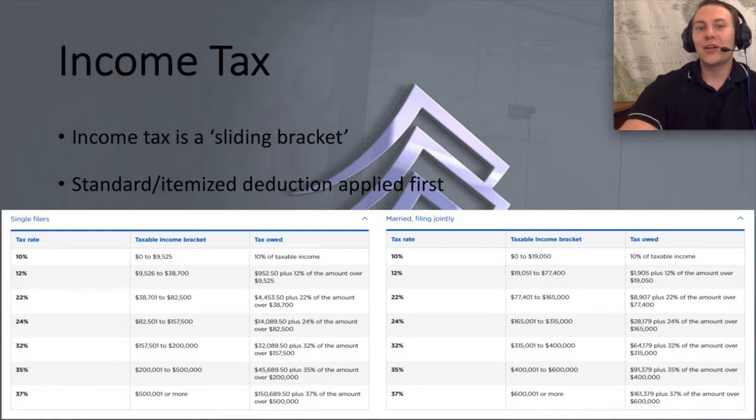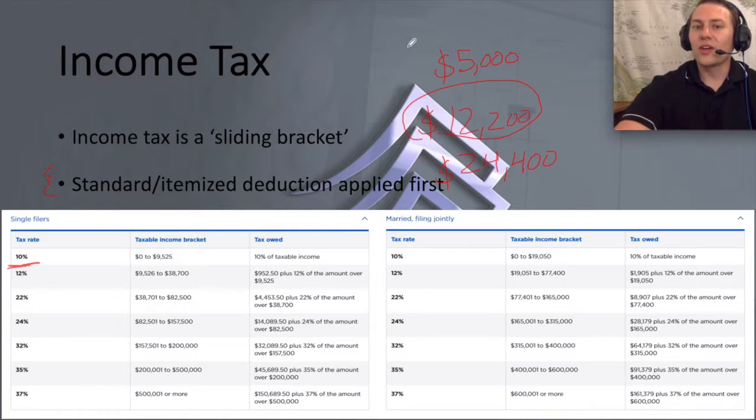So next we have income tax. Income tax is actually a sliding bracket, and we also apply our standard or itemized deduction first before we figure out income tax. As I'll discuss on the next slide, the standard deduction is $12,200 for individuals, or $24,400 if you are married filing jointly. So let's say we earned $5,000 above our standard deduction. That $5,000 is going to be subject to a 10% tax rate.